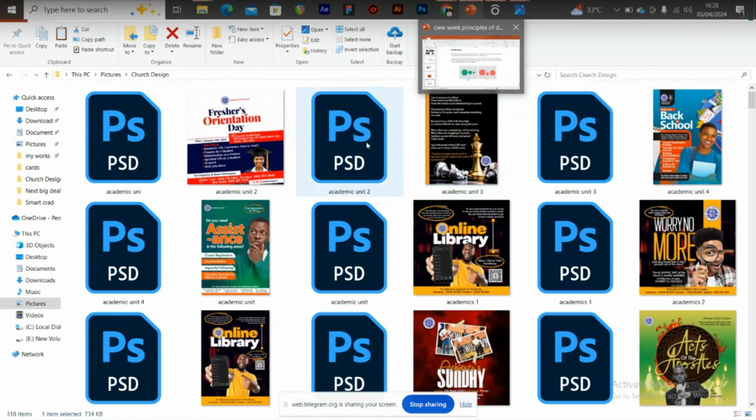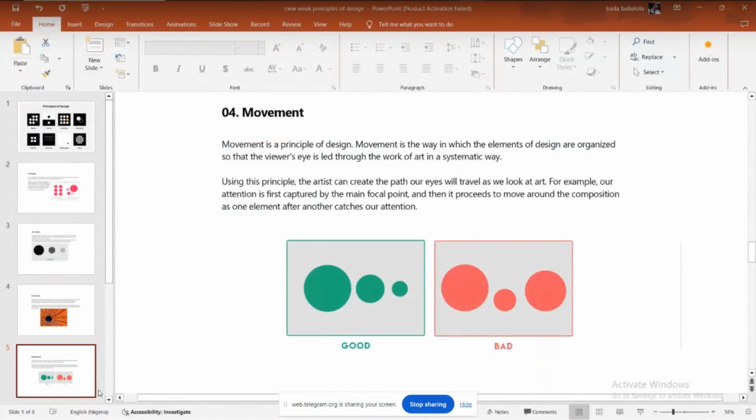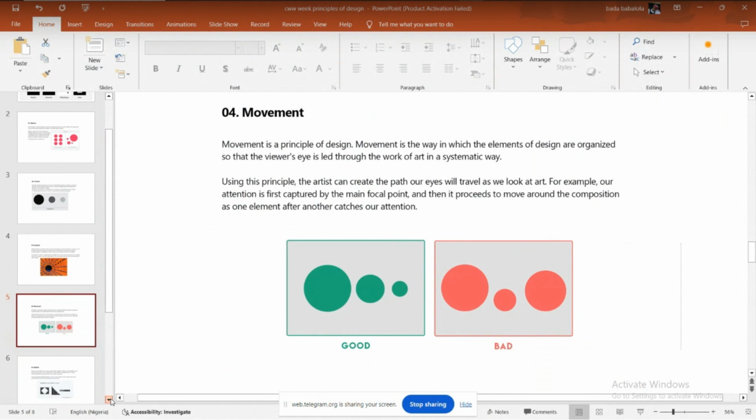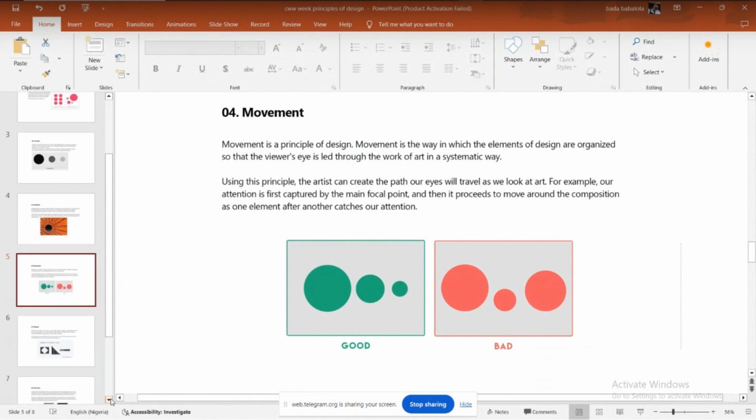So quickly, because of my time, I just want to move to the next one because I really want us to understand all of these things because, just like I said, not all designs are actually good. It does not matter how nice they are looking. Now, rhythm.